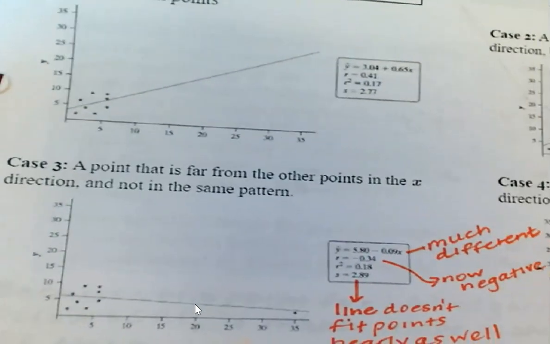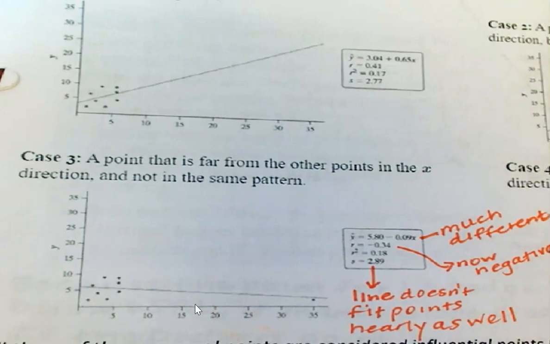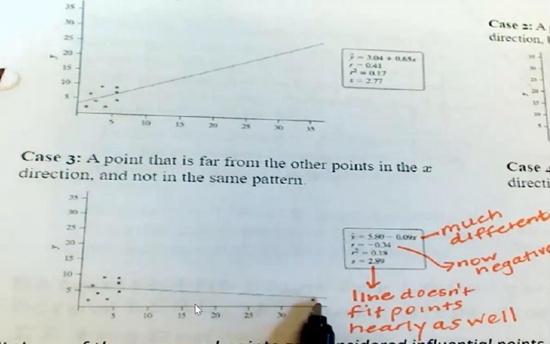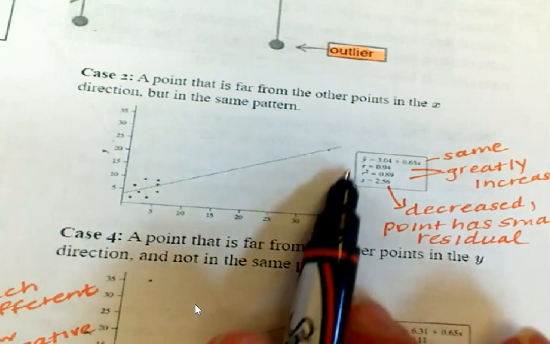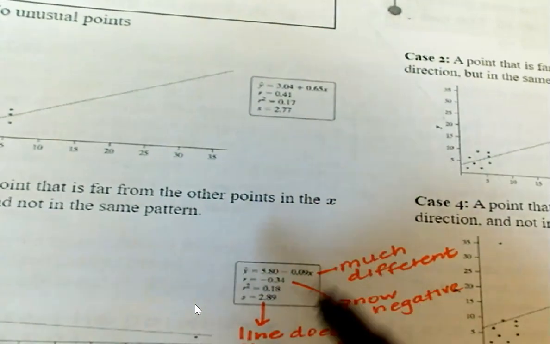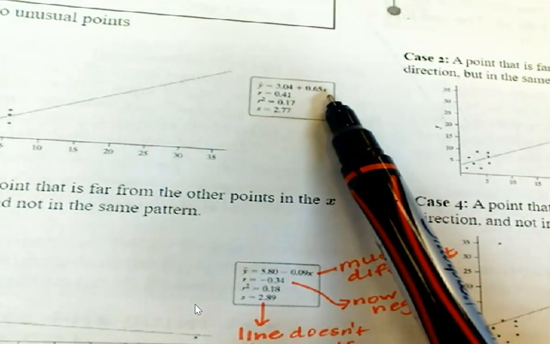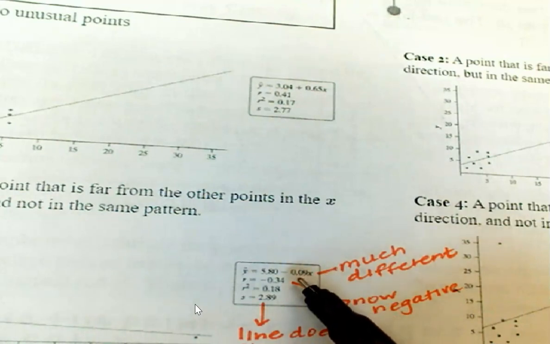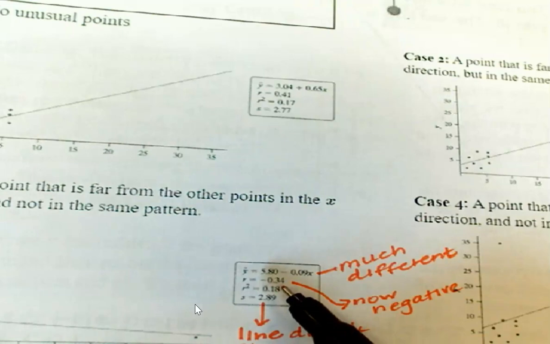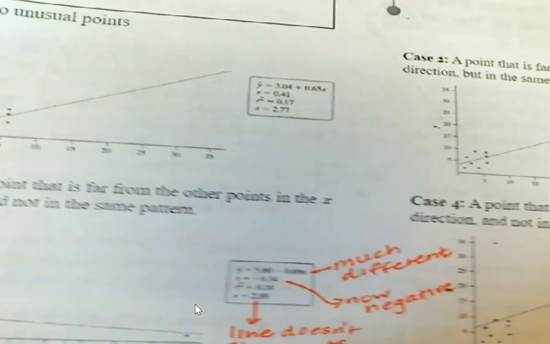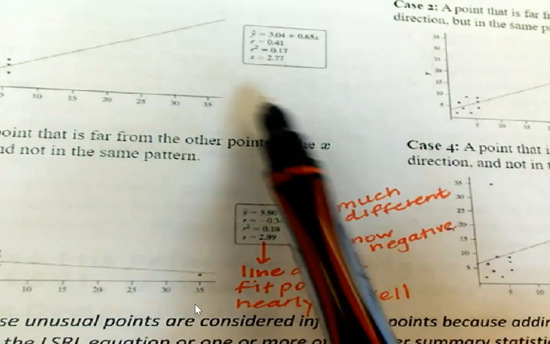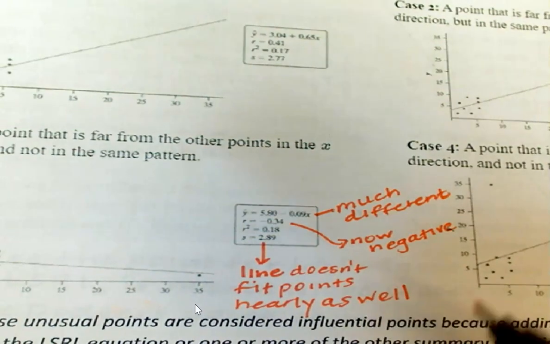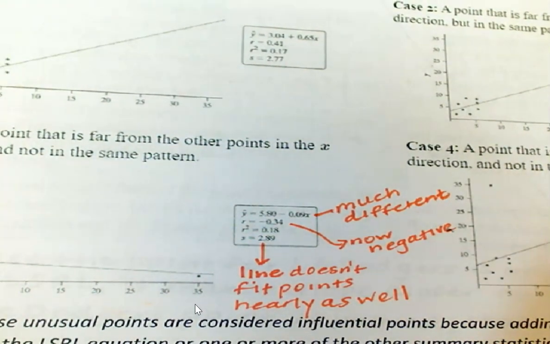We've got 4 cases. A point that is far from the other points in the x direction and not in the same pattern. So this is not in the same pattern. It is way far away from these x's. This one is way far away from these x's, but it's in the same pattern, okay? So let's look at the equation compared to above. All right, so if you look at the linear regression line, oh my goodness, that is so much different. Look what happened to your R value. It became negative, and the line doesn't fit the points nearly as well. Your standard deviation of the residuals changed a great bit, okay? So we're just kind of looking to see what happens here.